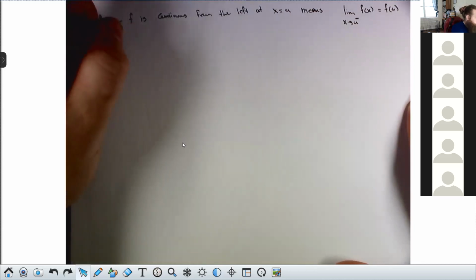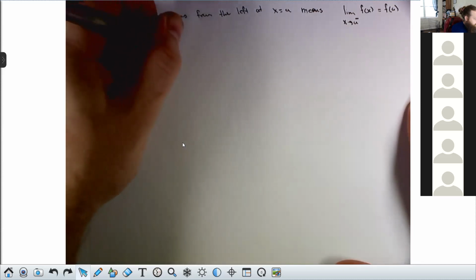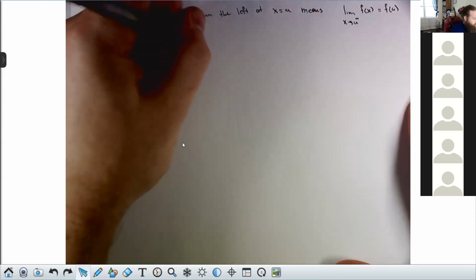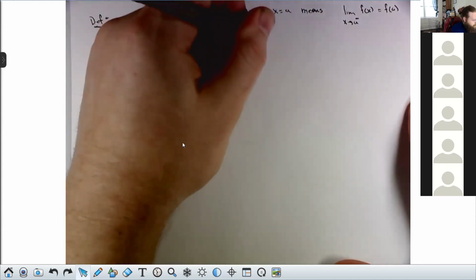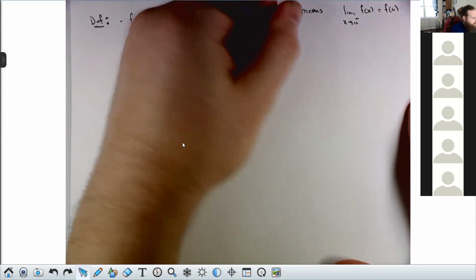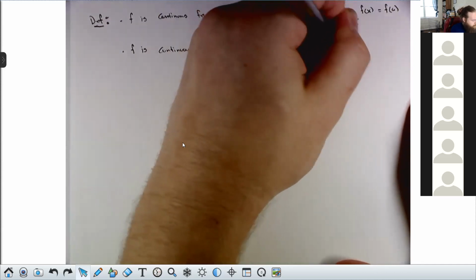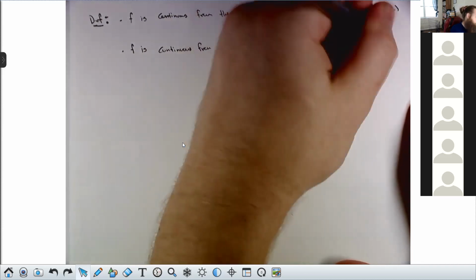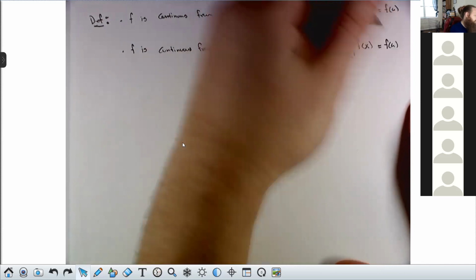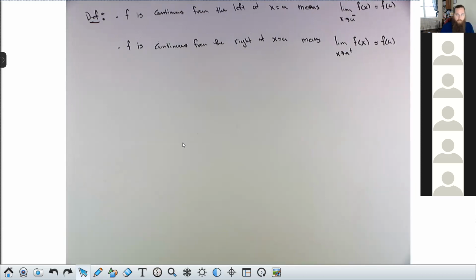And you can swap the word left for right. f is continuous from the right at x equals a means you just swap the left limit for a right limit: the limit as x approaches a from the right of f of x equals f of a. And so an immediate consequence is that you're continuous, full stop, at x equals a if you're both left and right continuous.